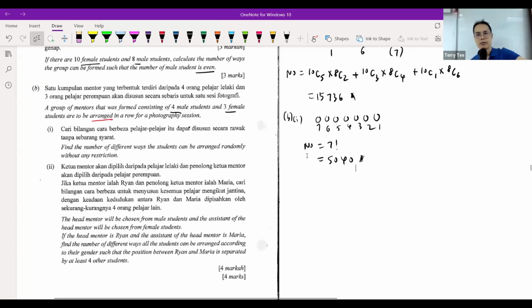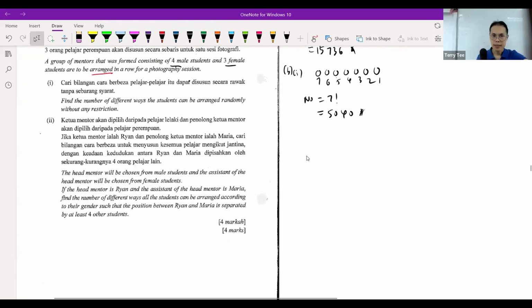All right. Second one: the head mentor will be chosen from male students and the assistant will be chosen from female students. If the head mentor is Ryan and the assistant is Maria, find the number of different ways the students can be arranged according to their gender, such that the positions of Maria and Ryan are separated by at least 4 other students. Okay, keyword: according to gender. That means male one side, female one side. So we have 2 conditions: Ryan and Maria must be separated by 4 or 5, because the total is 7, and the males must be on one side, females on the other.